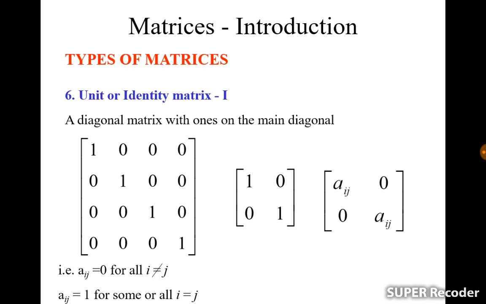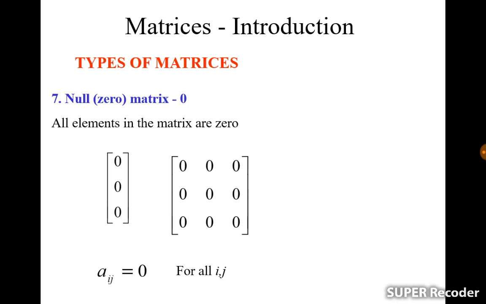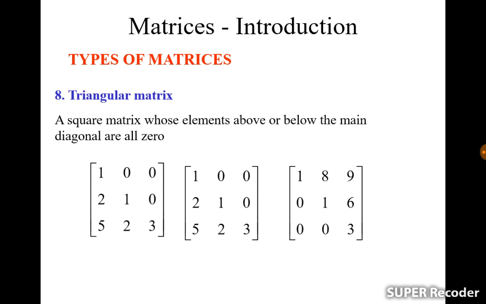Identity matrix or unit matrix: a diagonal matrix with 1 on the main diagonal. Null matrix: all elements in the matrix are 0. Triangular matrix: a square matrix whose elements above or below the main diagonal are 0.